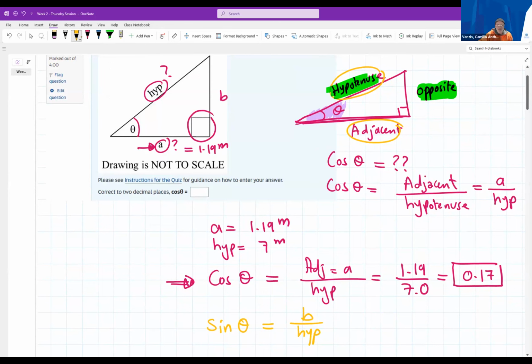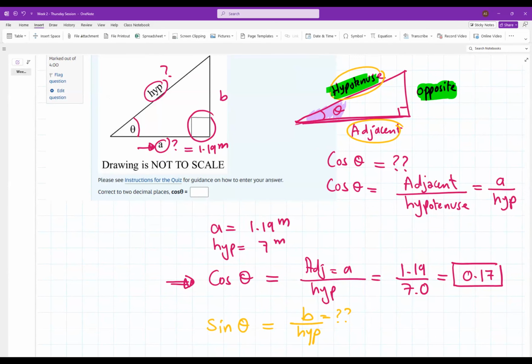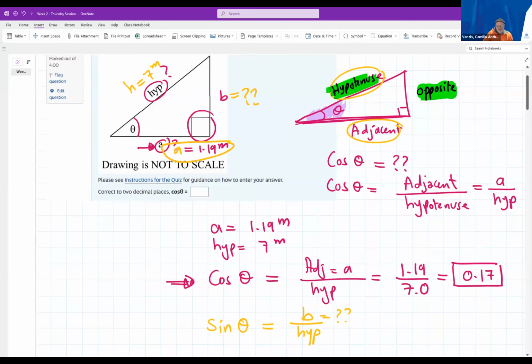But we don't have B given to us. So what we need to do is find B. Do you know how to find B? What is given to us? A equal to 0.119 and the hypotenuse, or H, equal to 7 meter. Can we find B? What theory can we use for that? Pythagoras? Pythagoras?